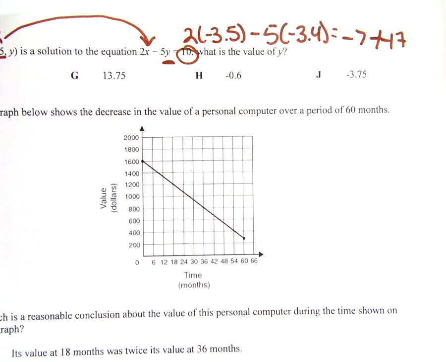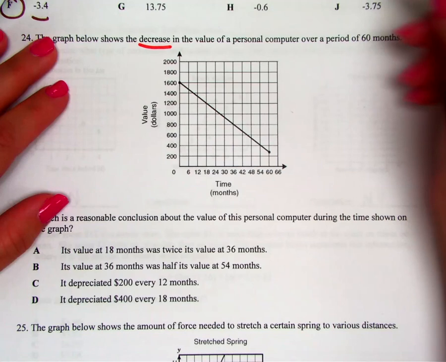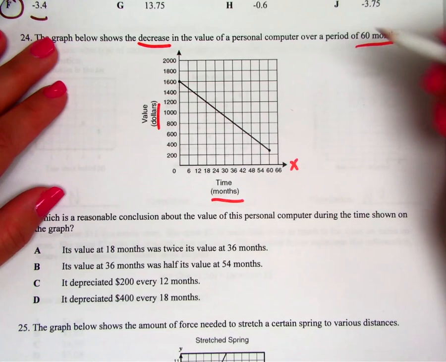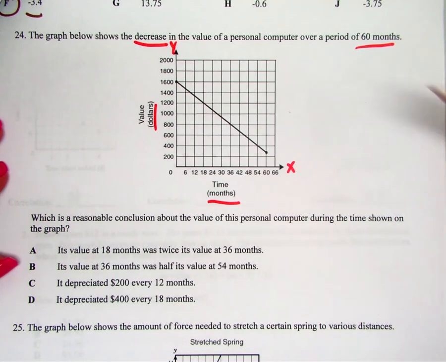Alright, last 2 problems, almost done. 24 says, the graph below shows the decrease in the value of a personal computer over 60 months. So we look at our y, here's the money amount. Look at our x, here's the months. It's always good to look at what they're labeled. And this is dollars, months. And we're not going by ones each time on either axis. We're going by 6 over here and 200 on the y.